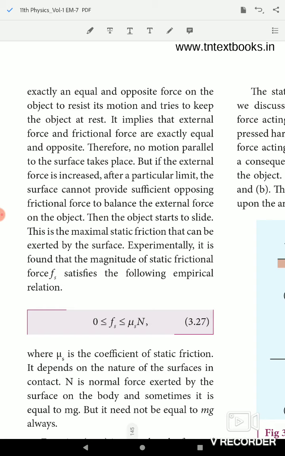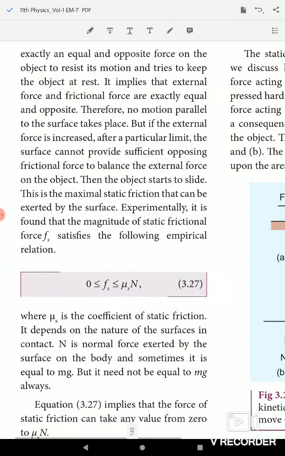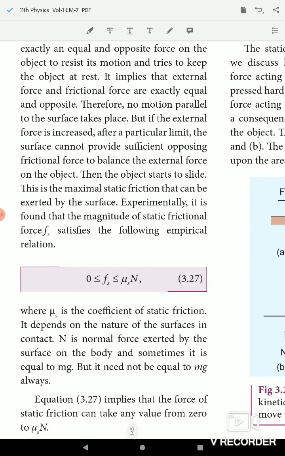If you increase the external force, then the object moves. After some particular limit, the surface cannot provide sufficient opposing frictional force to balance the external force on the object. As a result, the object moves. Okay, that means it slides. This is the maximal static friction that can be exerted by the surface.